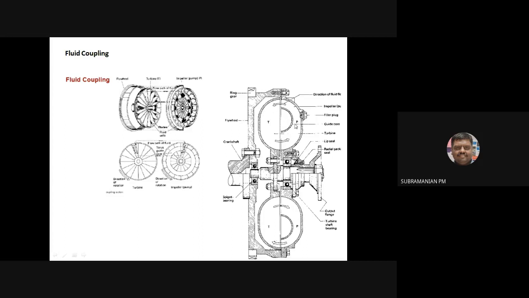Actually, my pump is like an engine. My pump is my impeller, so the source of power from the engine is given to the impeller. I can use the word impeller or pump; it is connected to the flywheel. This is a filler plug, used for filling the fluid between the turbine and pump. You can also see the guide core, which will be directing the fluid. In the pump, I will have a fluid.